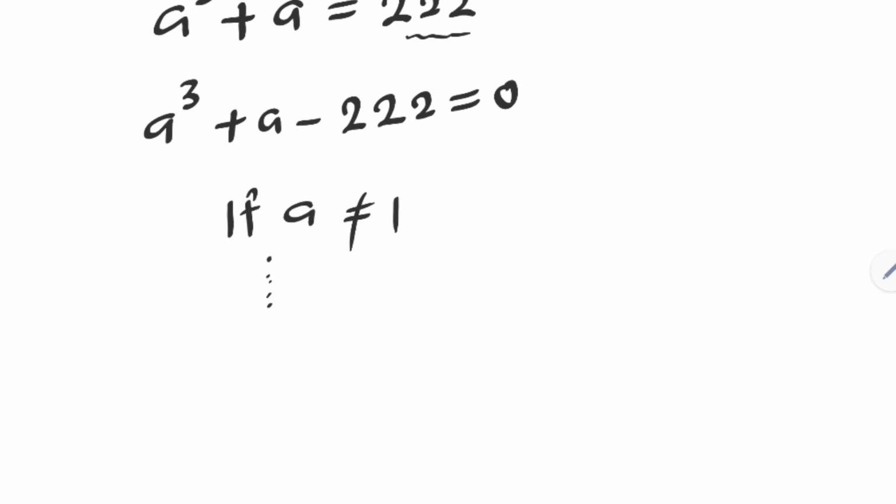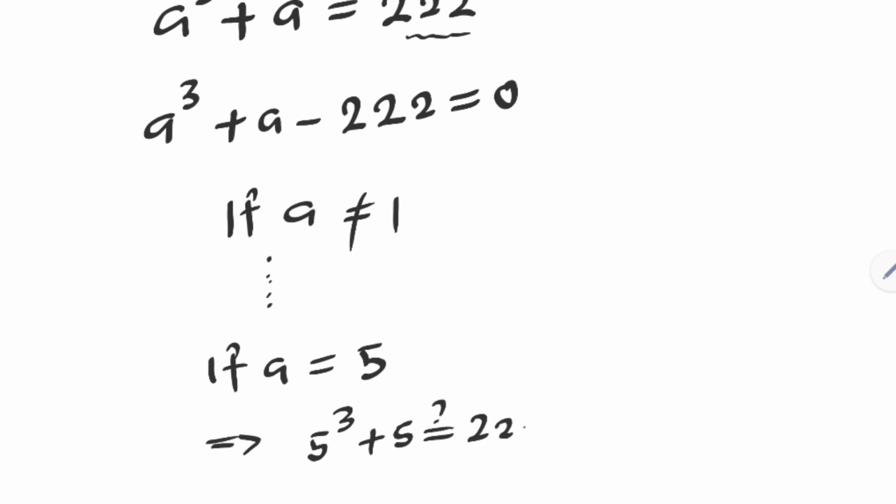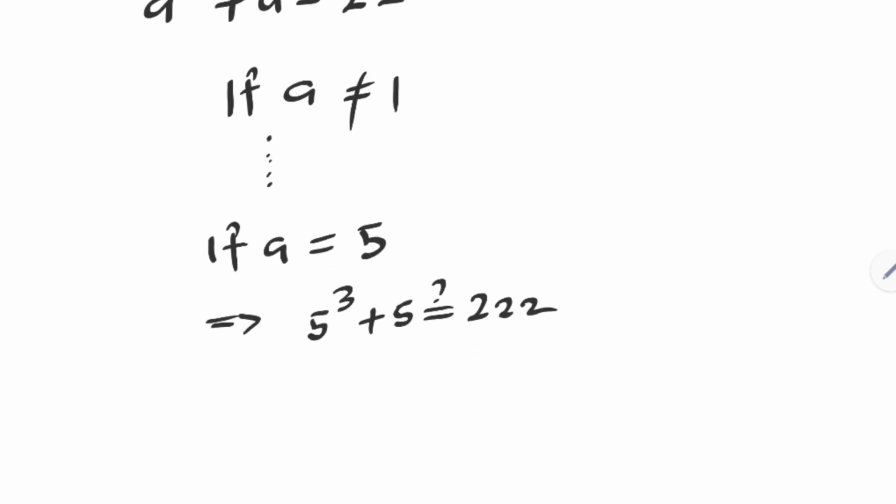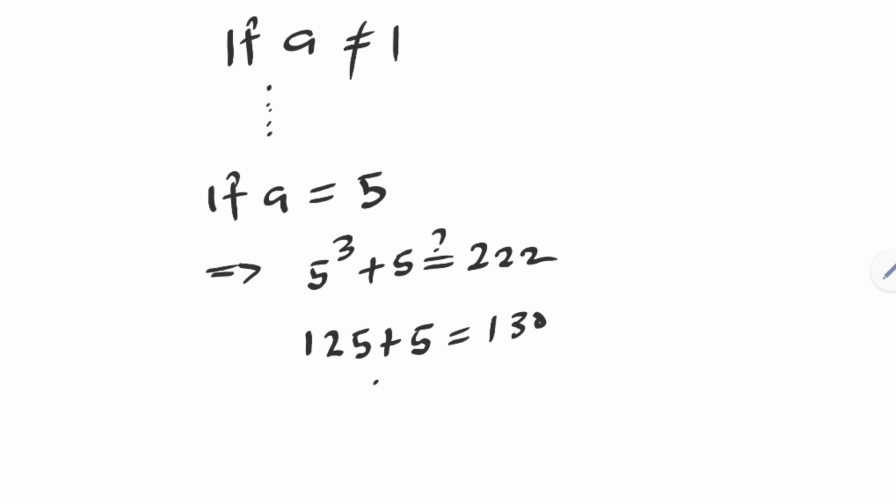So let's see, if a is equal to 5, 5 raised to power 3 plus 5, is it equal to 222? Let's see, 5 raised to power 3, this is 125 plus 5. This is equal to 130. And of course, 130 is not equal to 222.